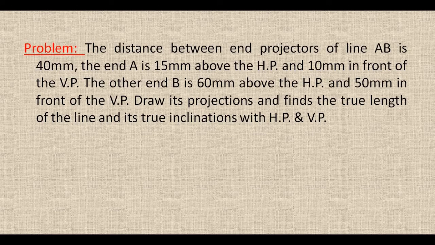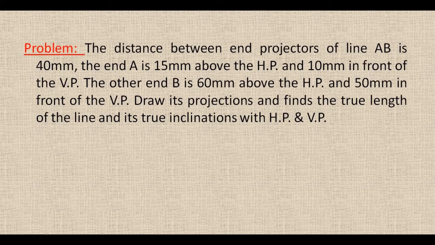So now let's move to the second problem. In the second problem, they give the distance between the end projectors of line AB, which is 40 mm. Another condition is that end A is 15 mm above HP and 10 mm in front of VP. So the position of point A is given. Position of B is 60 mm above HP and 50 mm in front of VP. That is given to us.